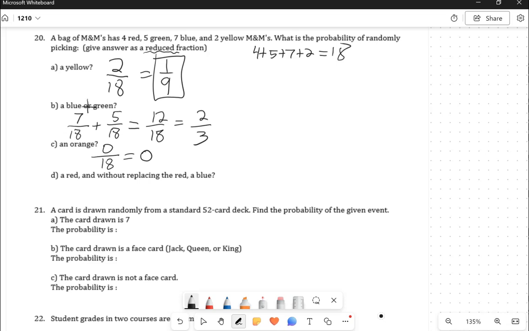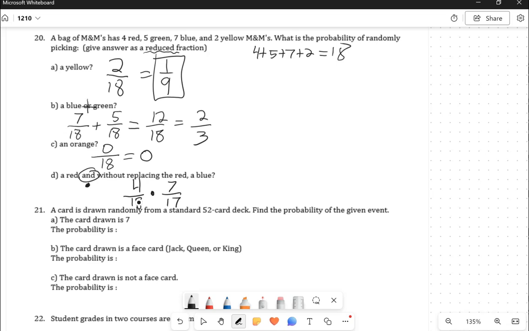A red, and without replacing the red, a blue. Now this is an "and." And is multiplication. So getting a red one, 4 out of 18, times, if you eat the red one, now there's 17 in there. Now there's still 7 blues.